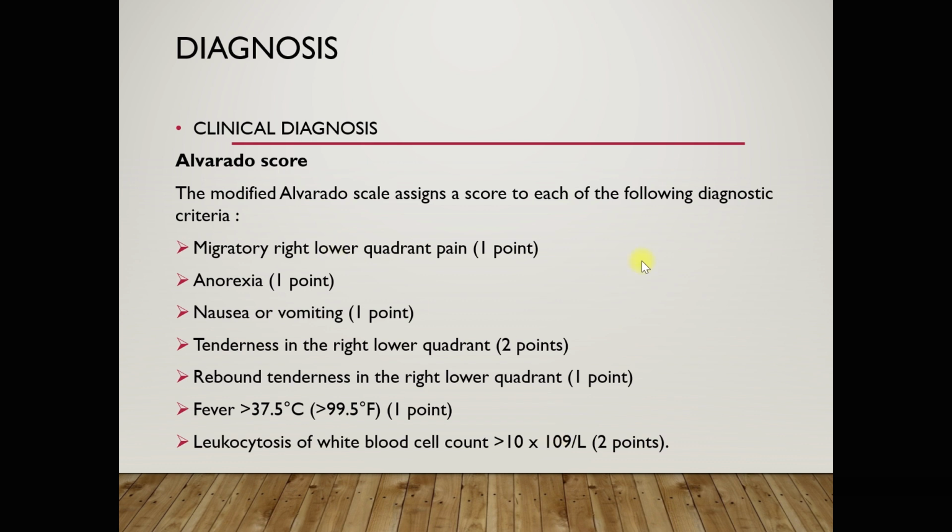So among these parameters, leukocytosis of WBC above 10 times 10 to the power of 9 per liter and tenderness in the right lower quadrant have 2 points. For interpretation purposes, we have to sum up these parameters, and we will interpret and manage our patient accordingly.